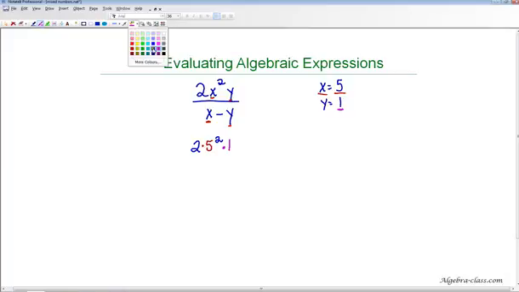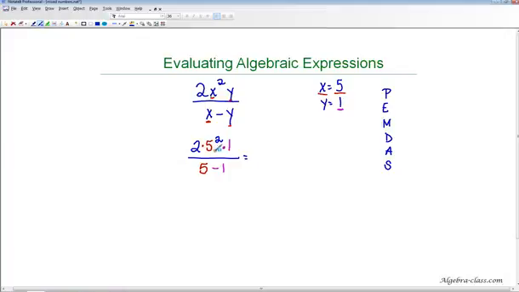Alright, so that is the numerator. And then in the denominator, I have x equals 5, and then I have minus 1, which is y. So this is my new numerical expression. And now I can go ahead and use the order of operations to evaluate. Now again, this fraction bar indicates a grouping symbol, so I need to group everything in the numerator together. Therefore, I'm going to evaluate the numerator first.